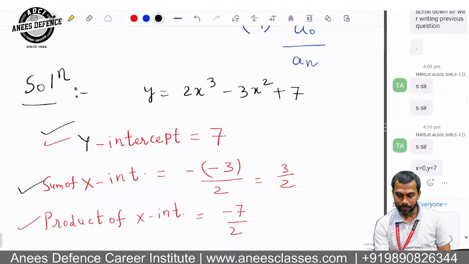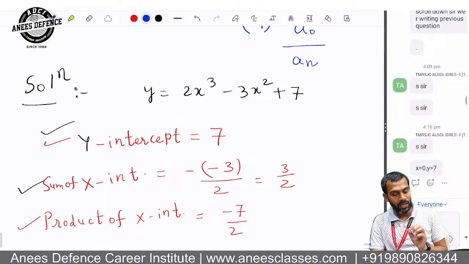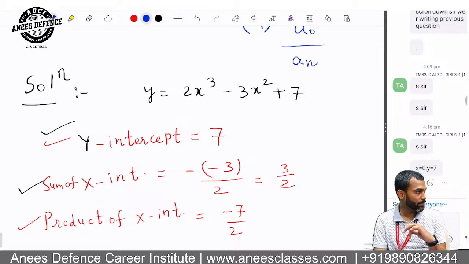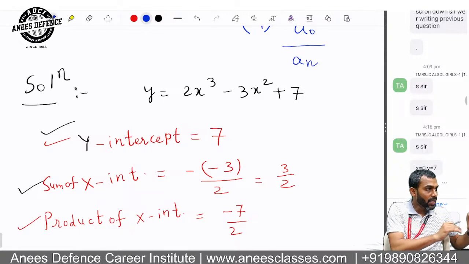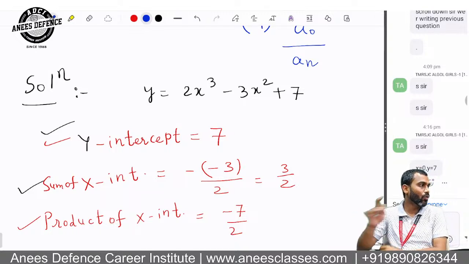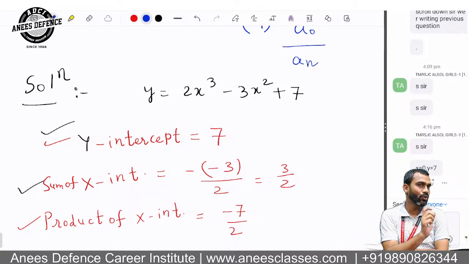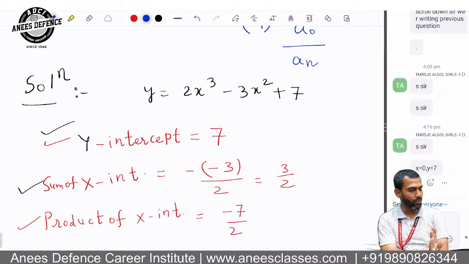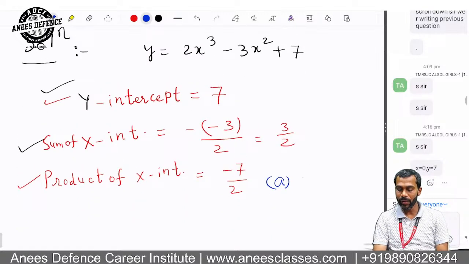Just multiply, because we need to find the product of all x and y intercepts. So what is the product of x intercepts? It means the product of x intercepts into the product of y intercept. As only one y intercept is there, we don't need to find a product of y intercept. So 7 into -7/2. The first question's answer would be -7/2 into 7, that is -49/2, that is -24.5.